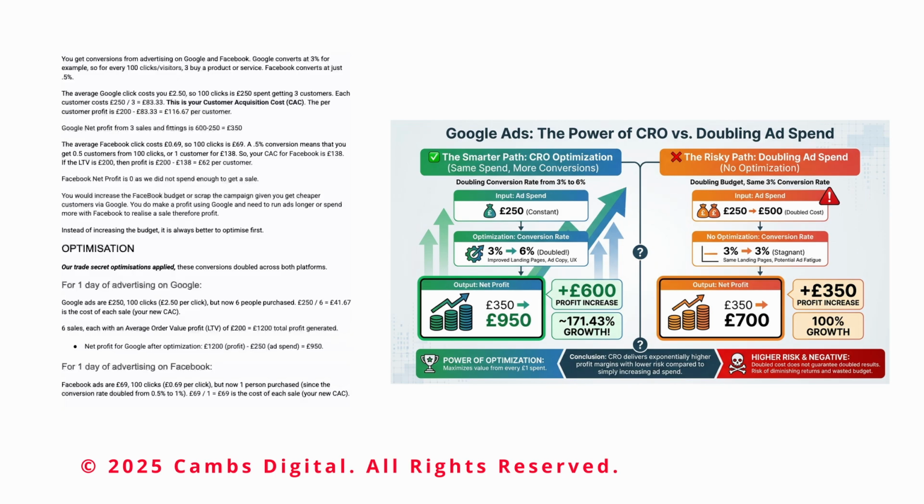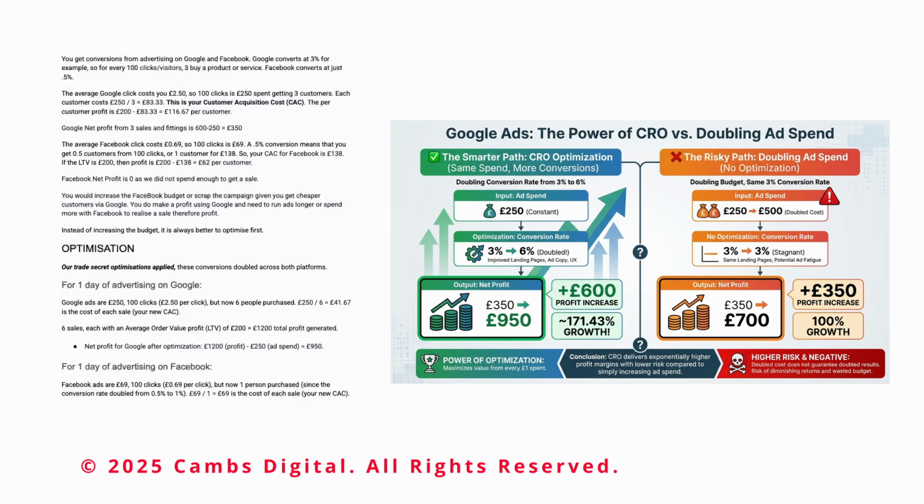So let's now say we double our conversion rate to 6%. Now our customer acquisition cost is £41.67. That is 250 divided by 6, that's our new customer acquisition cost. So we get a customer for a lot less. Out of our £200 profit, now we only take off £41 per customer to get the profit per customer.